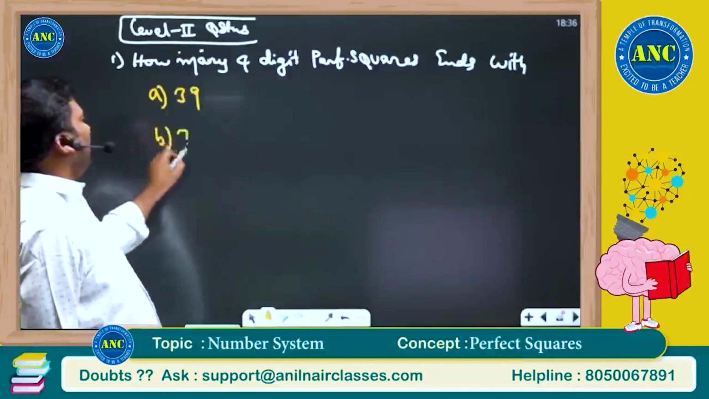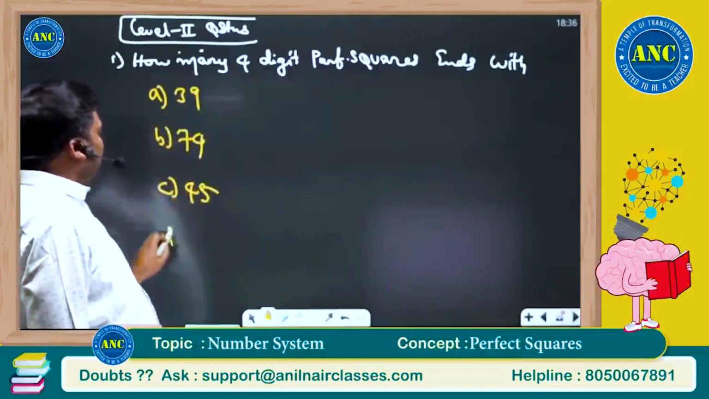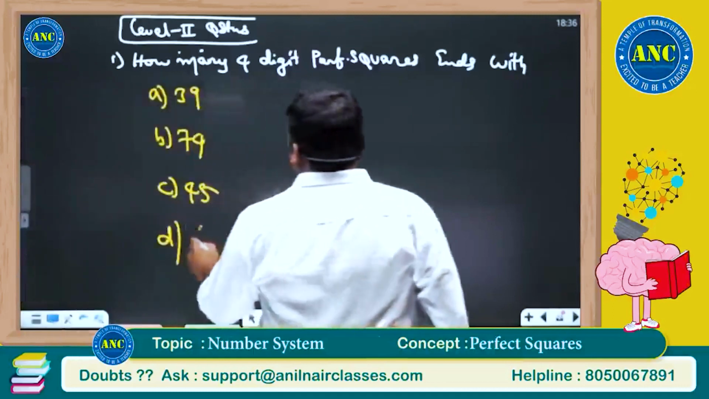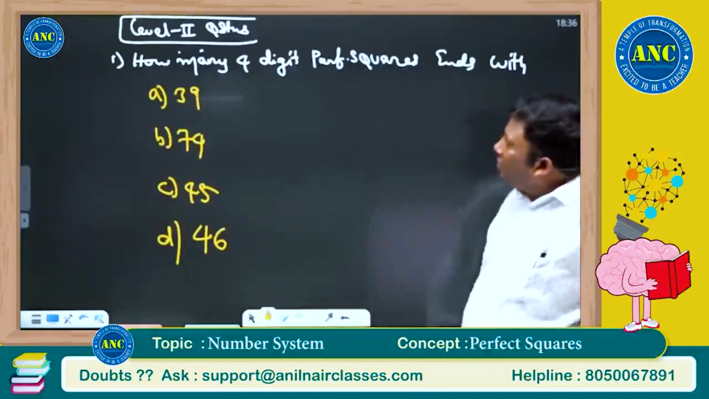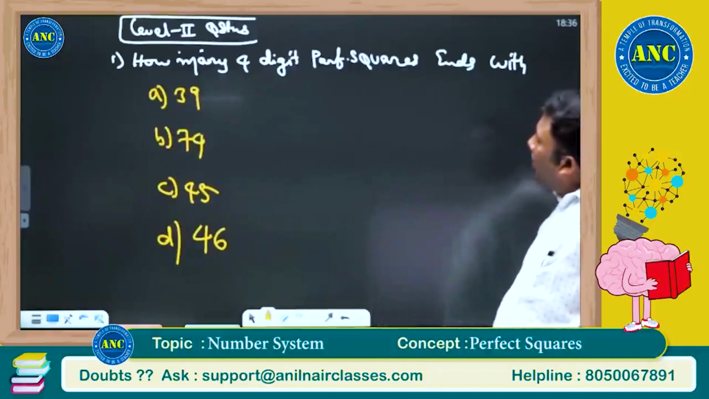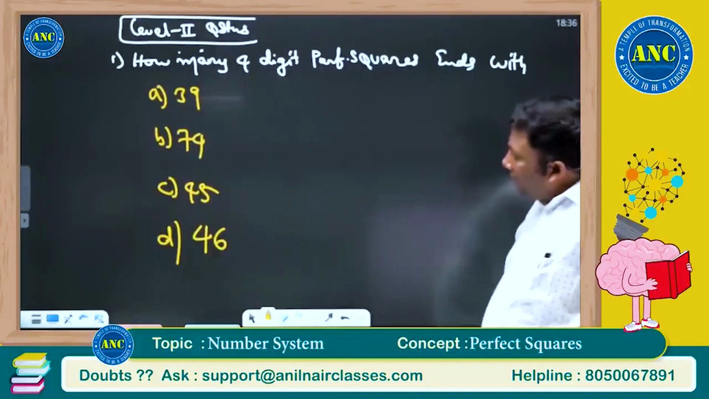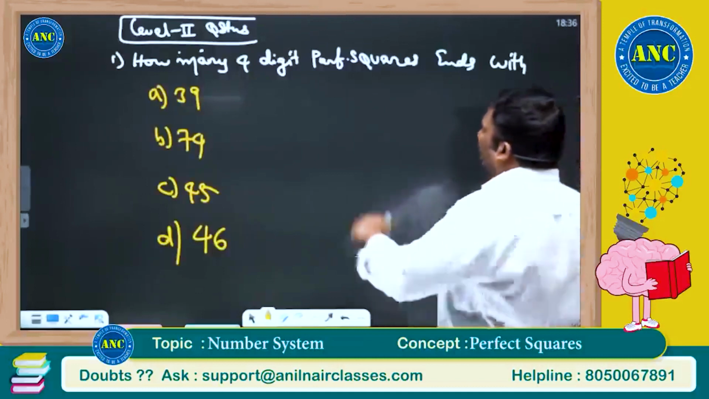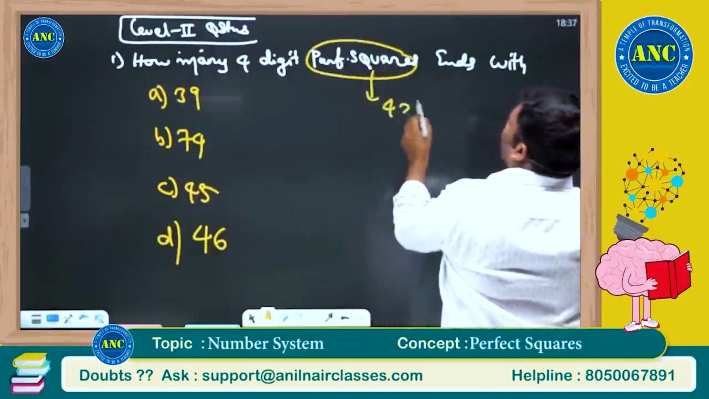39, 74, 45, 46. Question: how many 4-digit perfect squares end with 39, 74, 45, and 46? What is that we discussed? It is a perfect square. What is the form of a perfect square?